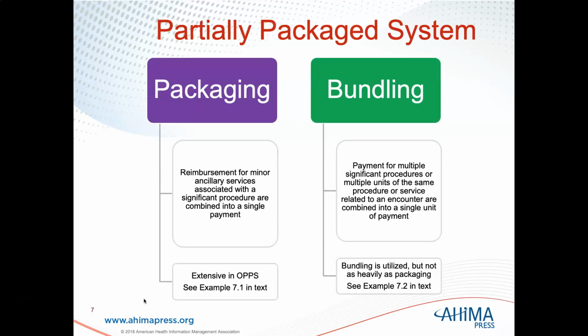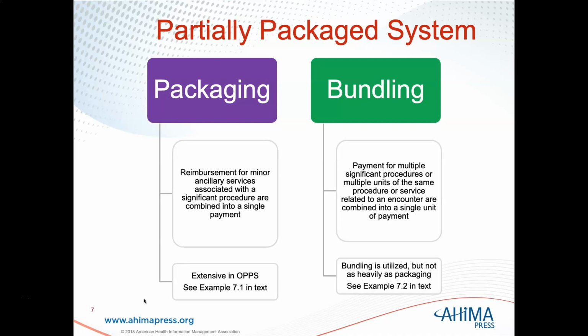So under the partially packaged system, you have packaging and bundling. Packaging is reimbursement for minor ancillary services associated with a significant procedure, and they're combined into a single payment. They give you an example in 7.1 in your book at the bottom of page 156, where a patient is seen in radiology for an MRI of the lumbar spine with contrast. The contrast utilized during the MRI is an iron-based magnetic resonance contrast agent that is reported with CPT code Q9953. Under OPPS packaging, the contrast medium is considered a supportive service and is included in the reimbursement for the MRI of the lumbar spine. A separate payment is not made for the contrast agent. So that's an example of packaging.